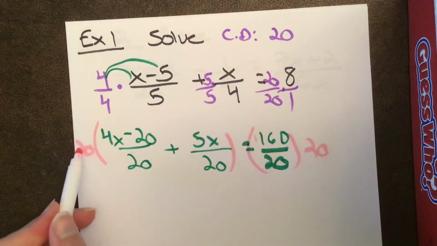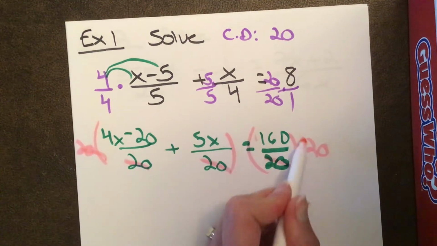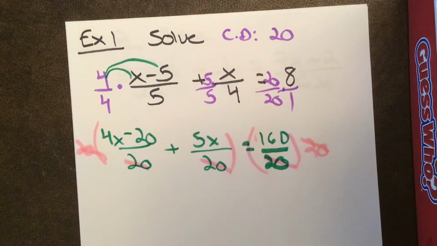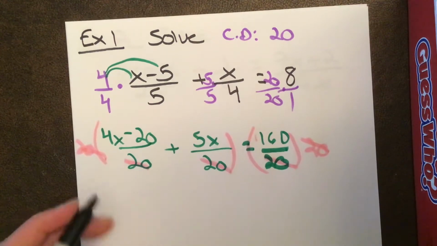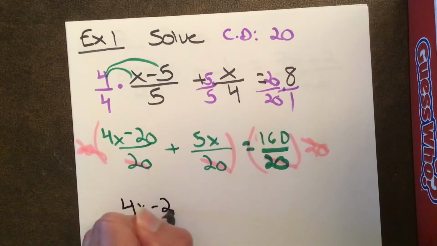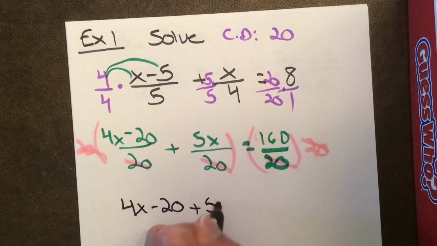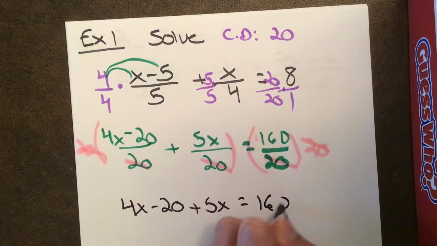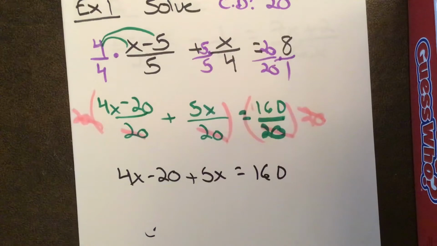What does that allow you to do? Cancel out the denominators. Remember, a fraction's really division. This is really divided by 20, and then I'm multiplying it by 20. So that's just going to leave me with 4x minus 20 plus 5x equals 160. And now this is just a normal linear equation that I can go and solve how I've always done.